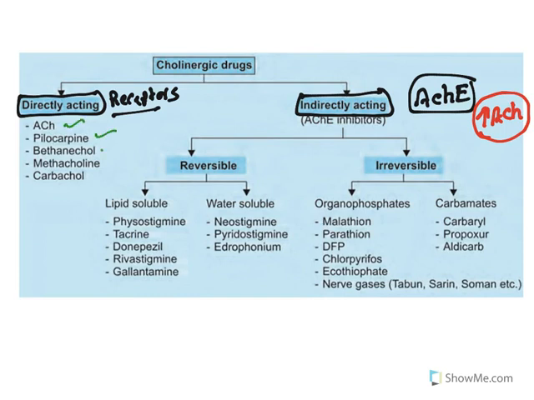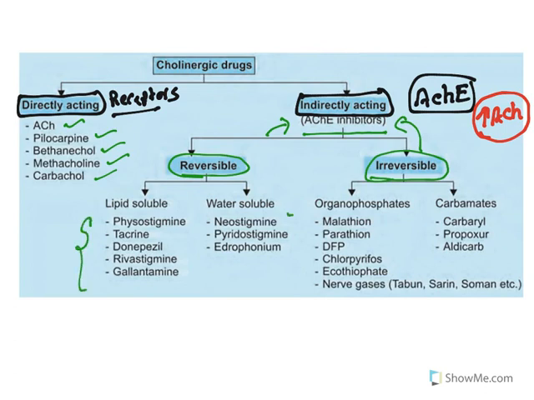Now, in case of directly acting drugs, what do we have? Acetylcholine, pilocarpine, bethanechol, methacholine, carbachol. Now, indirectly acting drugs are again classified as reversible, which means the inhibition of this enzyme is for some time, and irreversible, where the inhibition of this enzyme is permanent. These are dangerous drugs. Now, in case of reversible, we have lipid soluble and water soluble ones. What is the significance of lipid soluble?